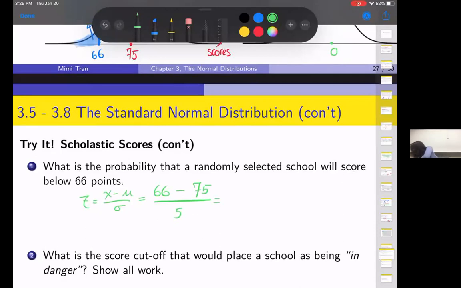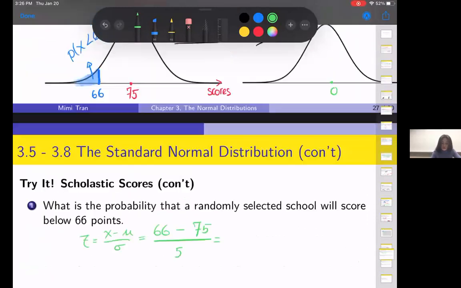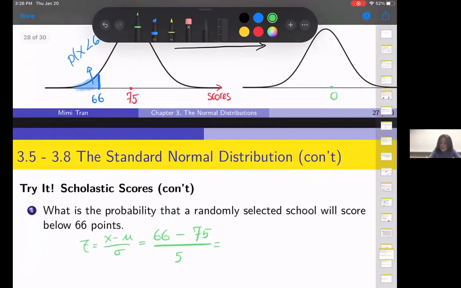Look at my calculator. 66 minus 75. And why do we have a negative Z again? Can someone tell me? Because it's below. Perfect, one bonus check mark for you, Kyle. It's below the mean, right? So negative 1.8. I got negative 1.8.